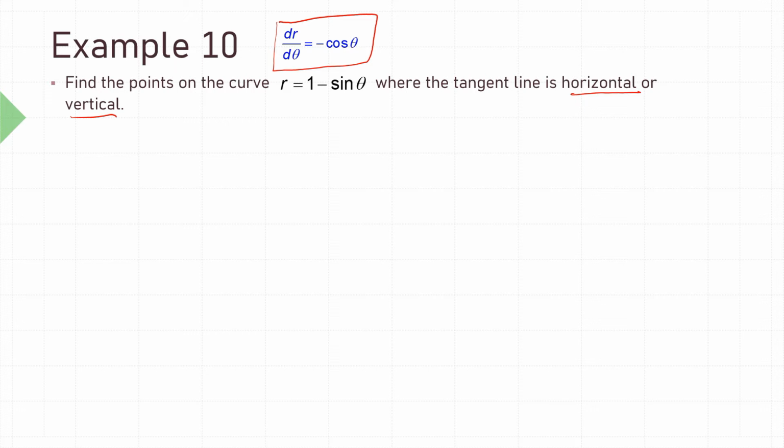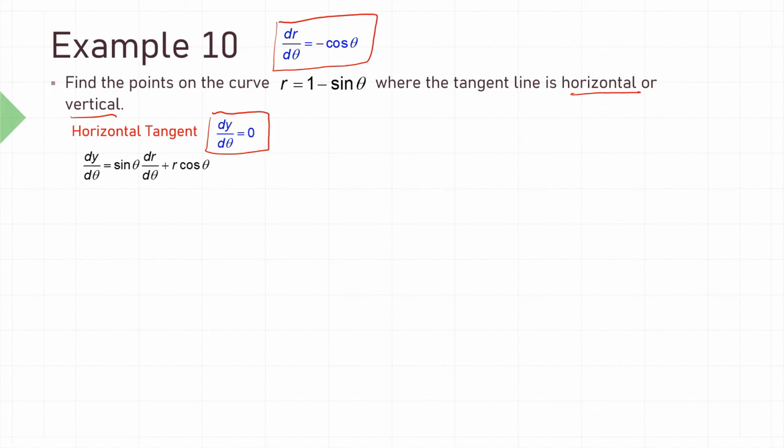So firstly we focus on the horizontal tangent. For the horizontal tangent, we must use this rule where dy over d theta is equal to 0. So to find dy over d theta, we know from the formula.